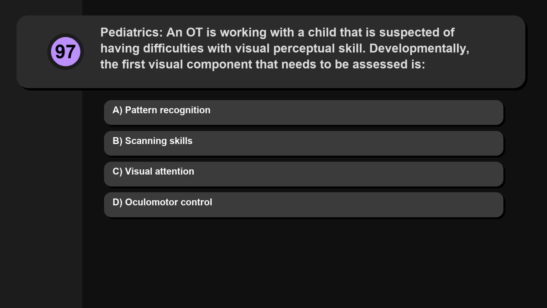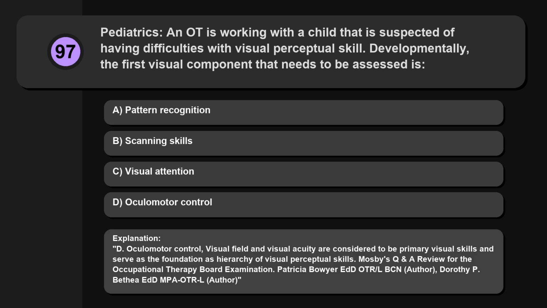Question 97. Pediatrics. An OT is working with a child that is suspected of having difficulties with visual perceptual skills. Developmentally, the first visual component that needs to be assessed is option A, pattern recognition, option B, scanning skills, option C, visual attention, option D, oculomotor control. The correct answer is option D, oculomotor control. Visual field and visual acuity are considered to be primary visual skills and serve as the foundation of the hierarchy of visual perceptual skills. Mosby's Q&A Review for the Occupational Therapy Board Examination, Patricia Bowyer, editor, Dorothy P. Bethea, author.